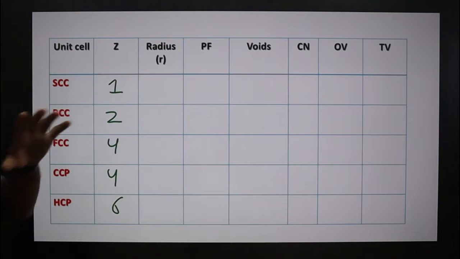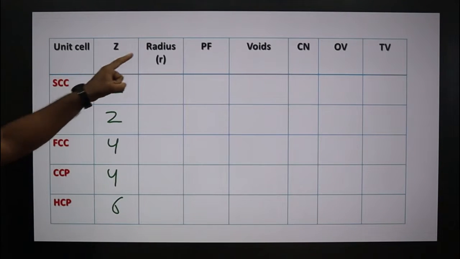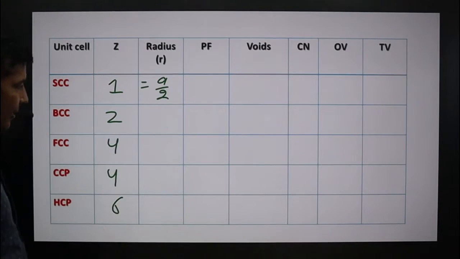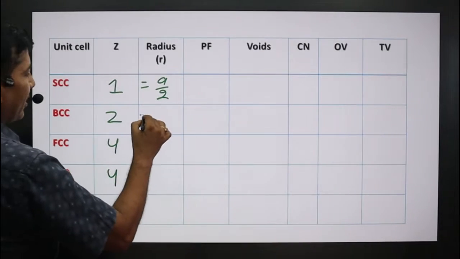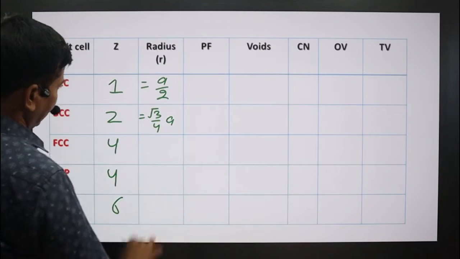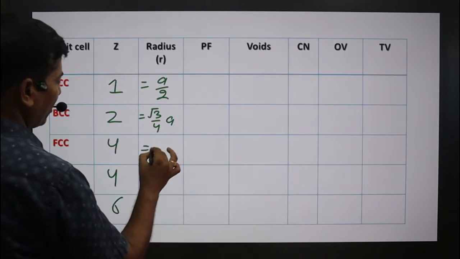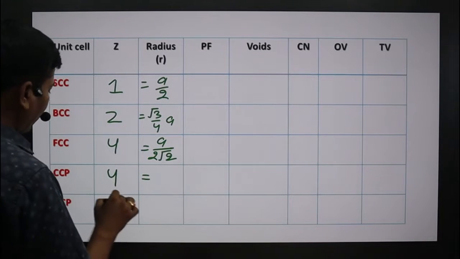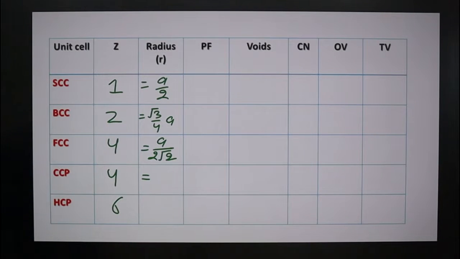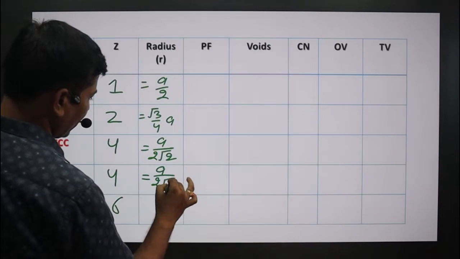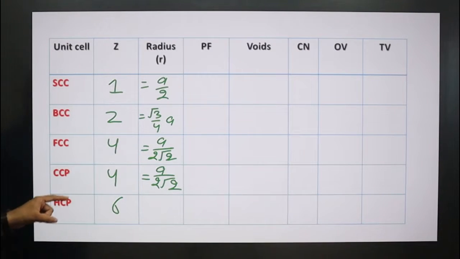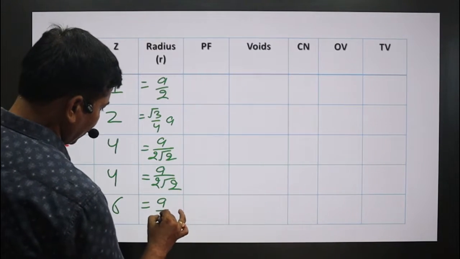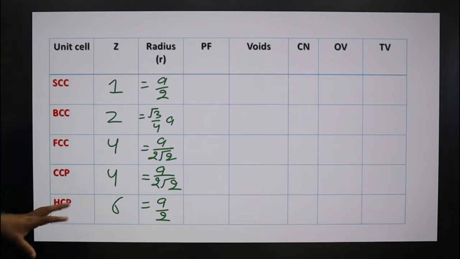Okay. Now we determine radius for each unit cell. The radius formula for SCC unit cell is a by 2, where a is edge length. For BCC, radius formula is root 3 by 4 a. Okay, for FCC unit cell, we have the formula a by 2 root 2. For CCP, also the same formula, because FCC as well as CCP are same. So we have the same formula, a by 2 root 2. Then we have SCP. The radius formula for SCP is the same as in case of SCC also. We have a by 2. Okay, we got the radius formula for each unit cell.